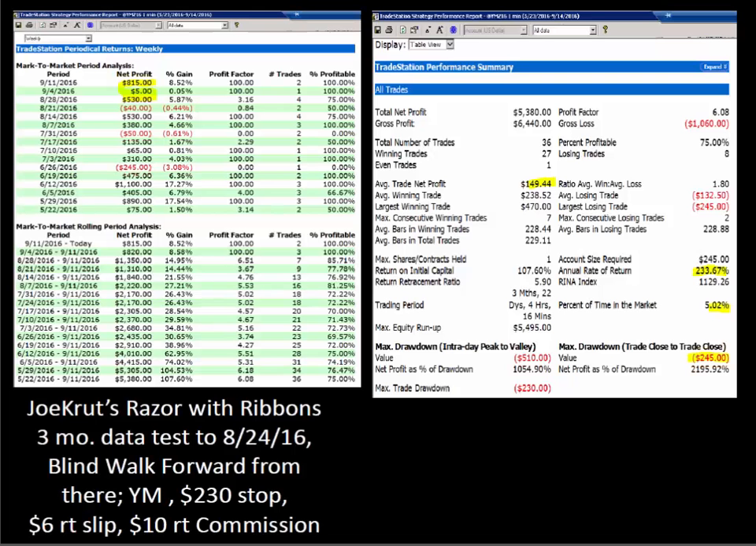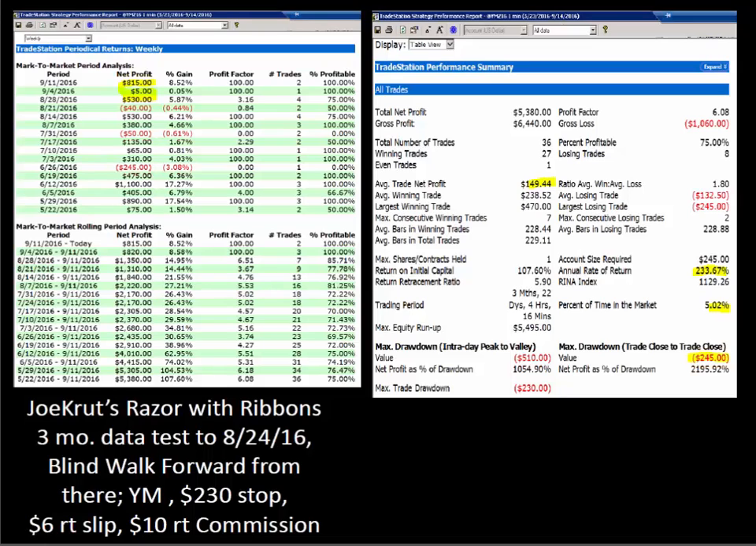Now, if we take a look at the current 3-month test, it was tested on August the 24th, and then blind walk forward from there on. It uses a $230 stop, a $6 round turn slip, and a $10 round turn commission. If you look at those yellow marks up at the 3, those are the 3 weeks of blind walk forward, and you can see that they're over $1,370 in blind walk forward in 3 weeks. If you see the total net profit to the right, it's $5,300 in 4 months basically, and the drawdown has only been $245. 75% of the trades have been right, and it's been in the market about 5%.